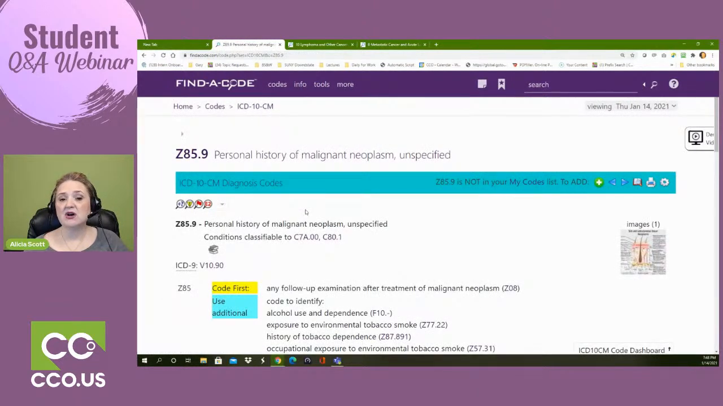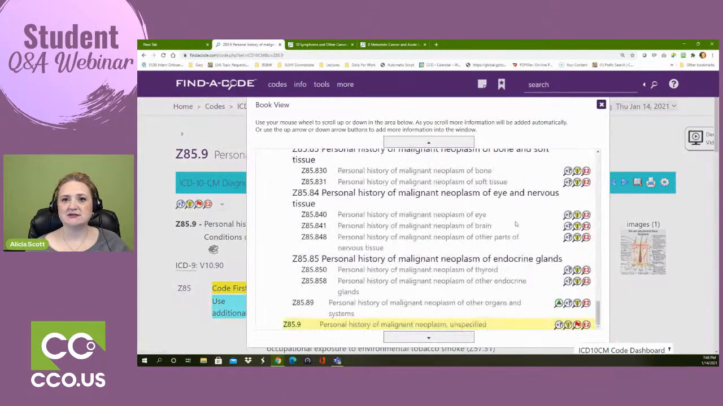Z85.9, which 9s are overall usually unspecified because we didn't give a specific area, right? And then 8s are usually other when they're after the decimal. So other stands for there isn't a code yet for the specificity that's been documented. But unspecified means we don't know yet. Either they didn't document or we don't have the information yet because we're still waiting for tests. So there we go. Personal history, malignant cancer, unspecified, but look at all the areas.